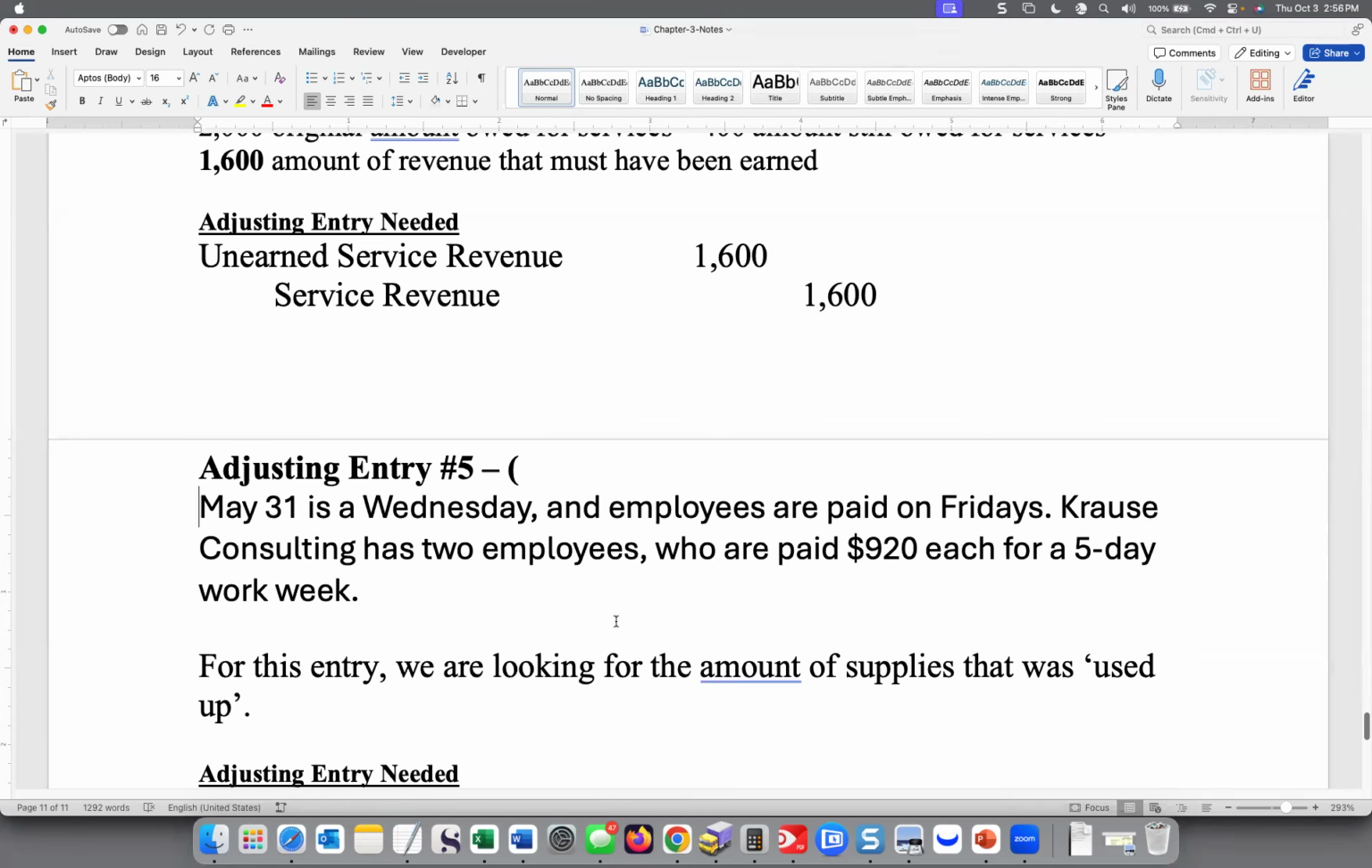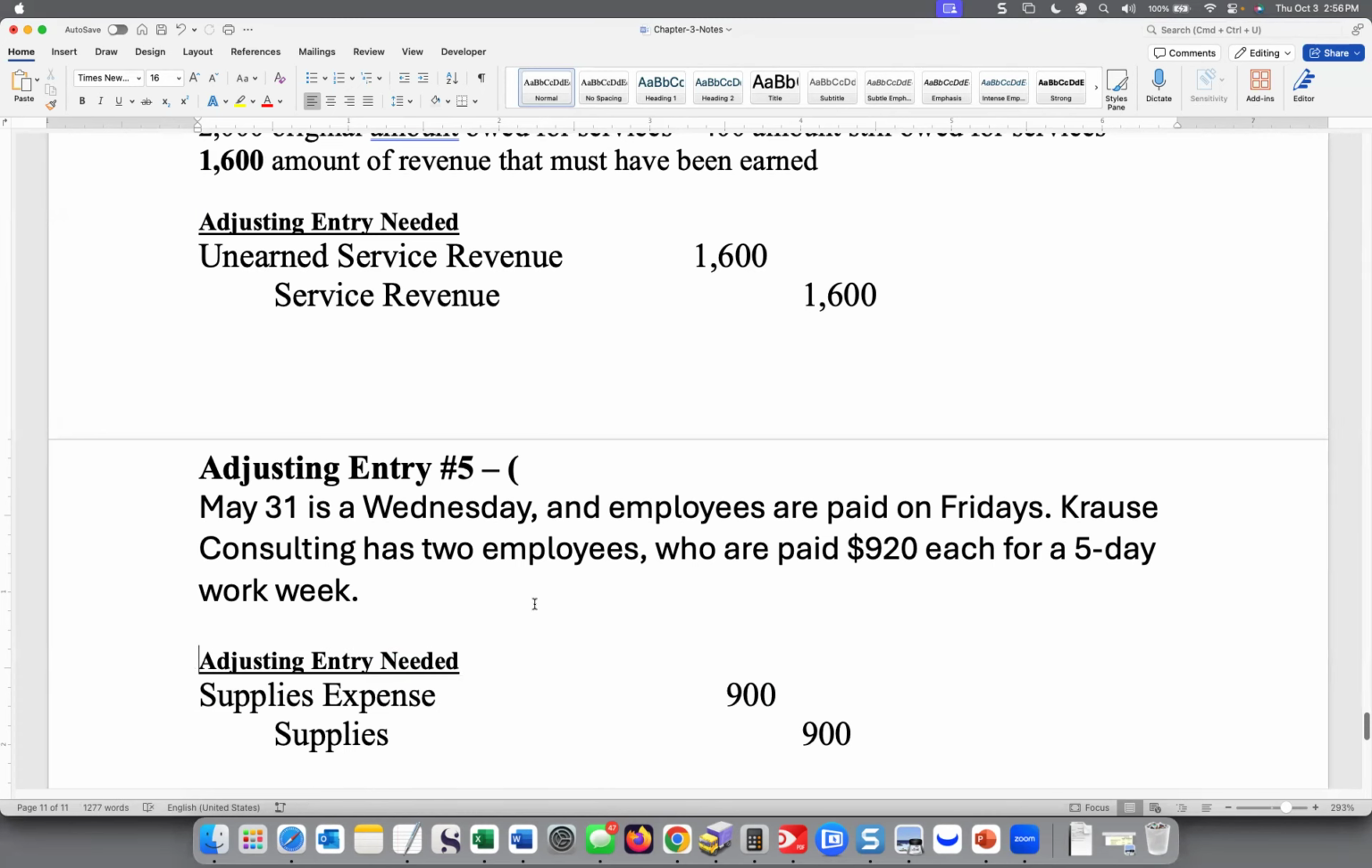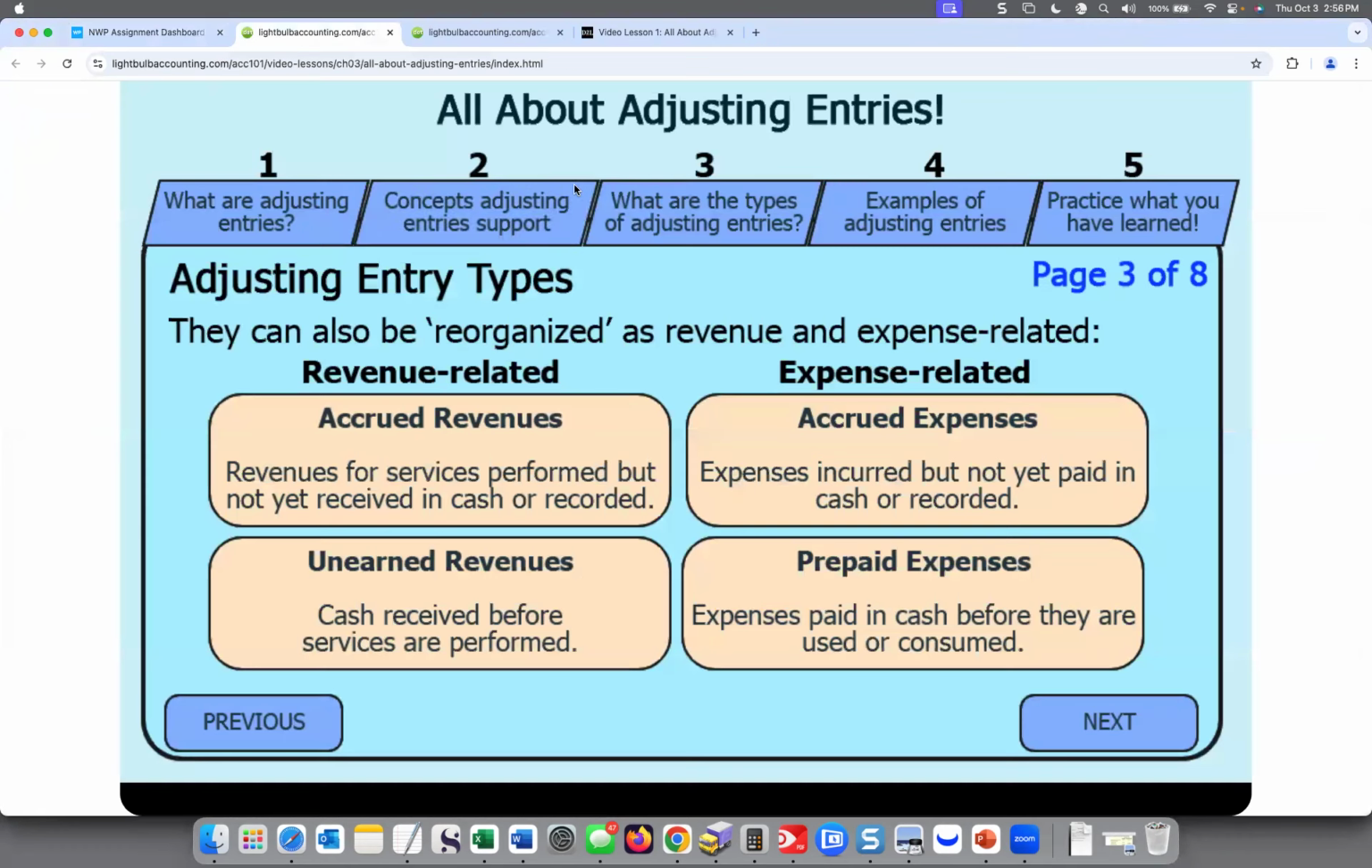Before we do this, when we're talking about salaries and wages that we owe our employees, is it a revenue or an expense related thing? It's an expense, because wages and salaries are costs for the business. But then the next question is, is it an accrued expense, or is it an asset we bought up front that we're now adjusting in value, a prepaid expense? Which one makes more sense?